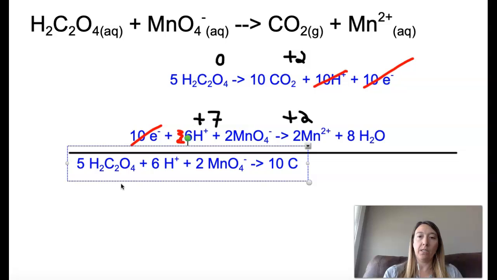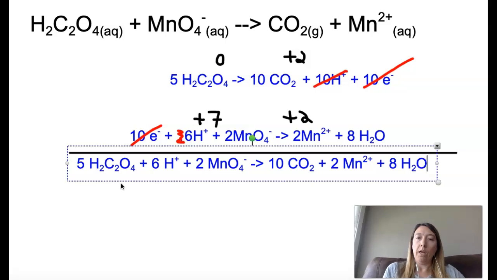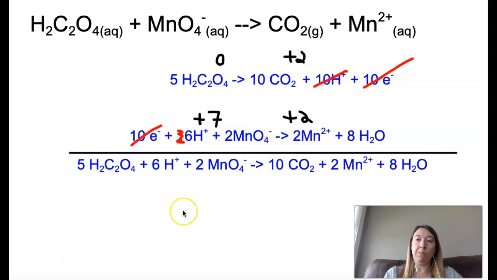Product side, 10 CO2 plus 2 Mn2+ plus 8 waters. Okay, so do you see what I mean? It was a little bit more work, but it tends to be a little bit more consistent. You don't really have to do the oxidation numbers, so it tends to have a little less room for error. You still definitely can make mistakes.